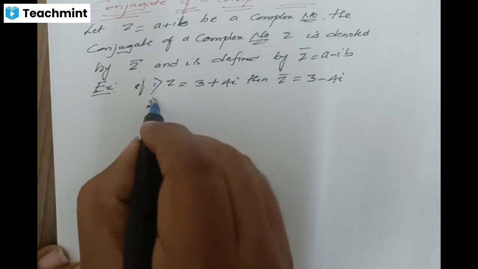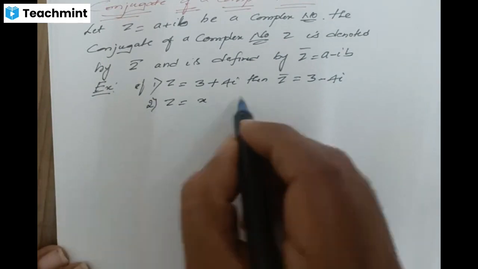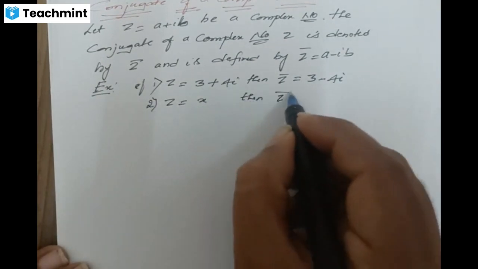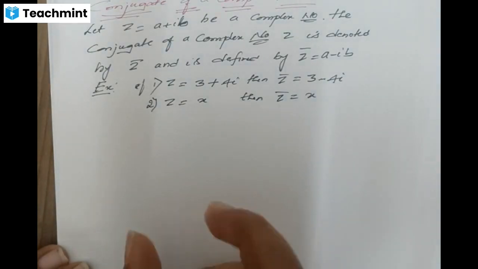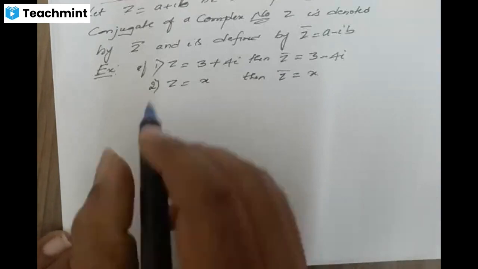Next I will take one more example. Z is equal to x. Then what is the conjugate? Z bar is equal to x, because there is no i coefficient. The sign will be changed in the conjugate of a complex number.